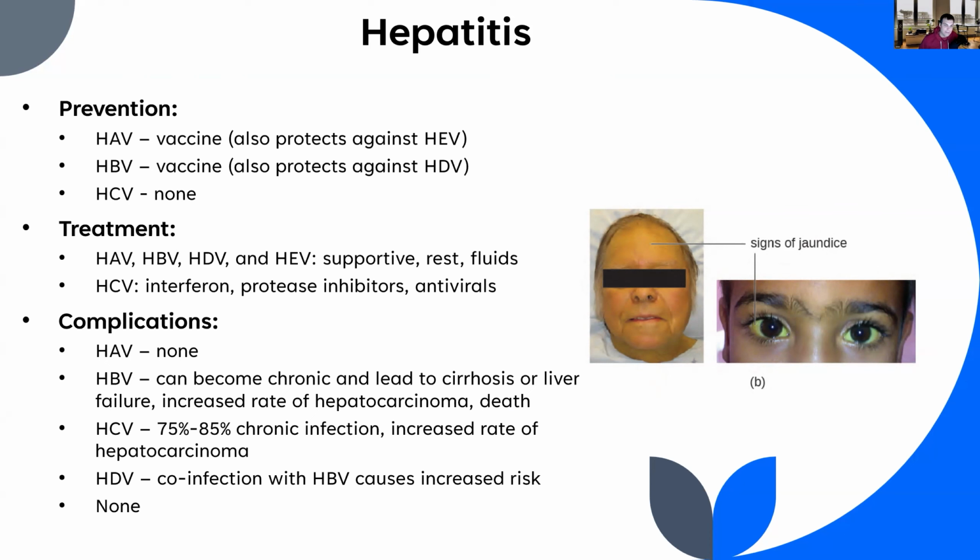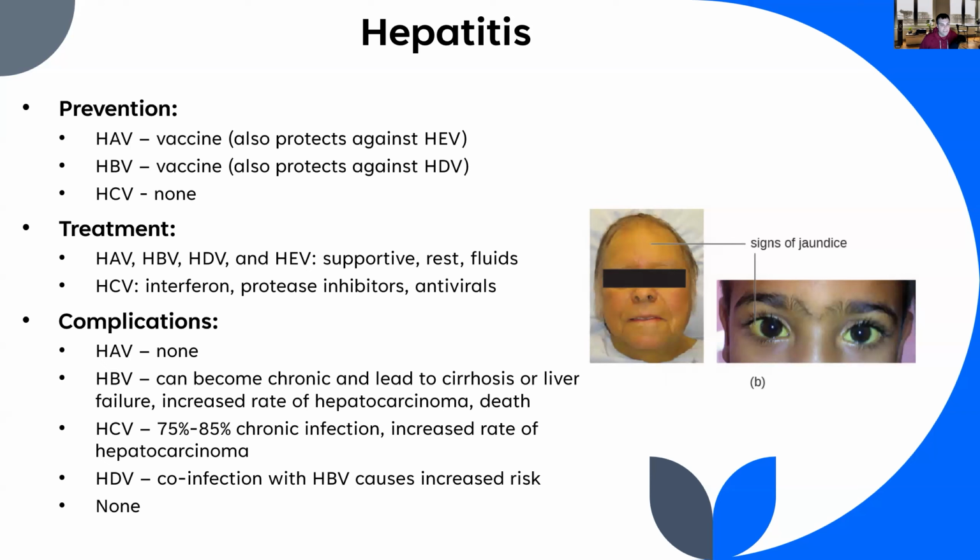Hep A is relatively uncomplicated. However, Hep B can in some cases become chronic, and this becomes more of a problem if it's Hep B plus Hep D. In the case of Hep C, the old school treatment for this was interferon. That's one of those antiviral cytokines that your body produces, and protease inhibitors, which are going to help prevent the replication of the virus. However, there are some new antiviral medications on the market that seem to be effective in completely eliminating Hep C from the body, which is great.